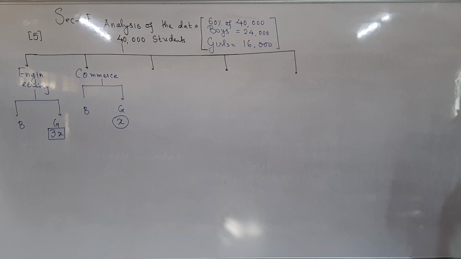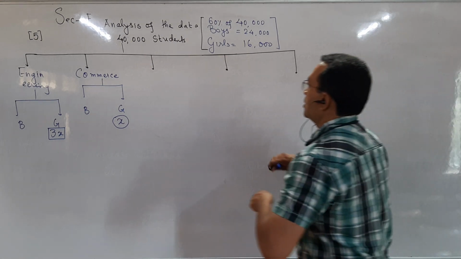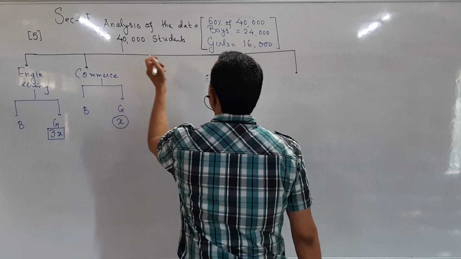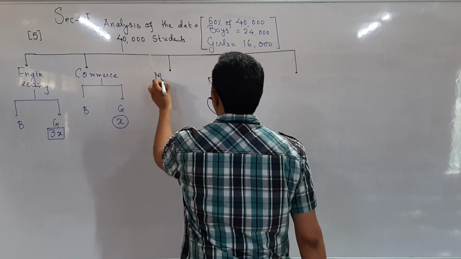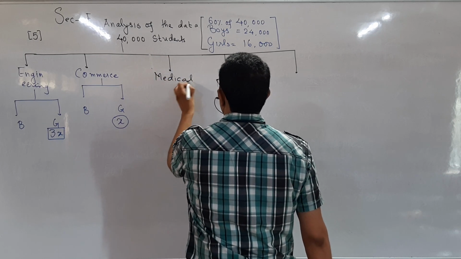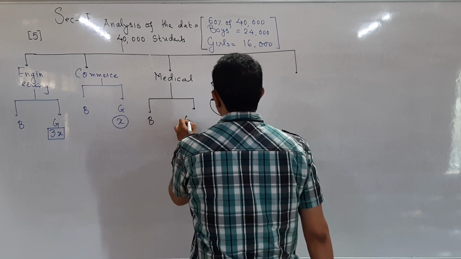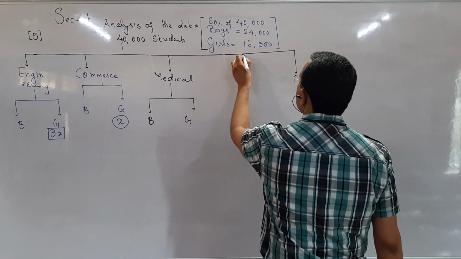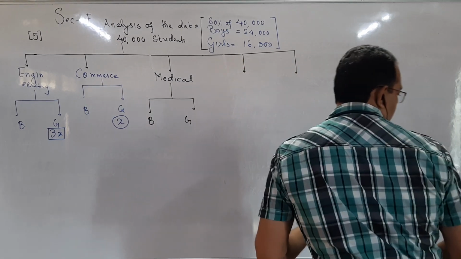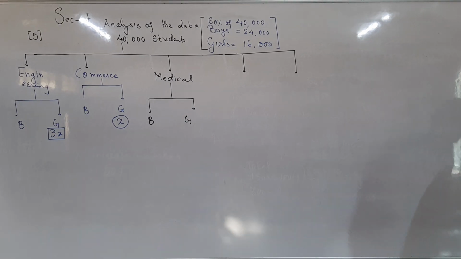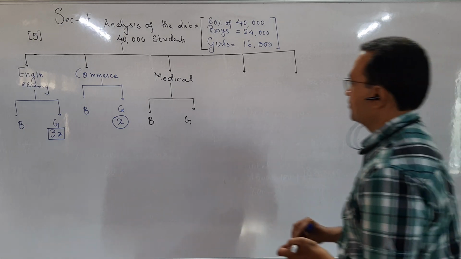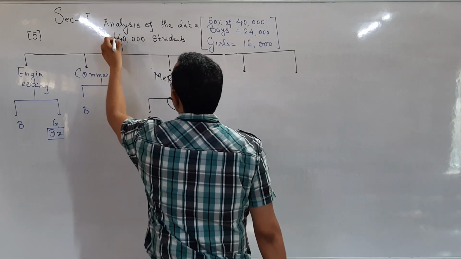Then 15% and 10% of the total students of the university were boys and girls who belong to medical faculty. So the third faculty is medical. And here the number of boys and girls are clearly given. What is given, students? 15% were boys and 10% girls of the total.